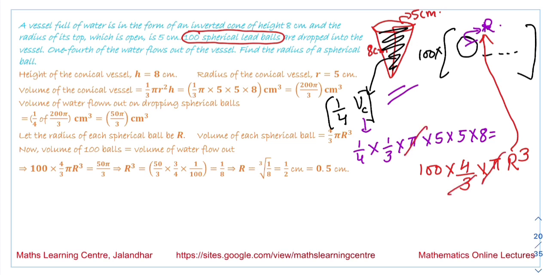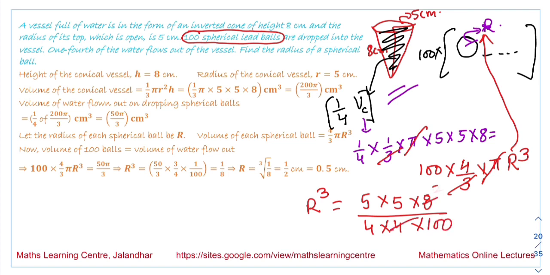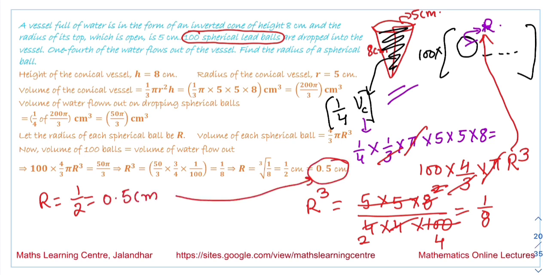So this pi gets cancelled, this 3 gets cancelled, so we are left with r cube equal to 5 into 5 into 8 divided by 4 into 4 into 100. So 4 2s are 8, 2 2s are 4, and we are left with 25, and this gets cancelled, we are left with 4. So the answer we are getting is 1/8. So the value of r that we will get is 1/2, which is equal to 0.5 centimeters. So the radius of a spherical ball is 0.5 centimeters.